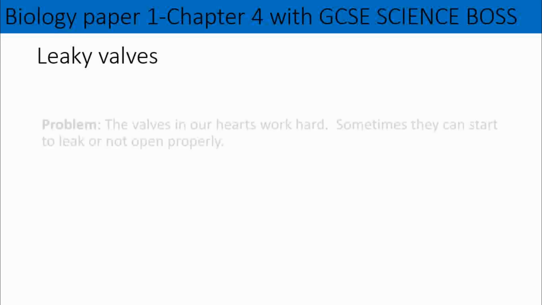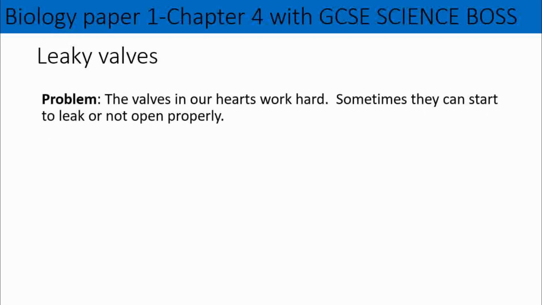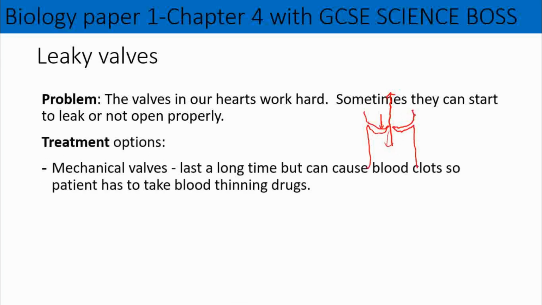Okay, good. Now leaky valves. What happens here is that they can start leaking and are not opening properly. Leaking means that the blood goes backwards. So remember that we spoke about the valve. That could be something like my valve there. Excuse my poor drawing. So that's the valve there. Let's say that the blood should be going that way. Okay, so it's leaking. Blood is flowing in the opposite direction. Good. Now, how is this treated?